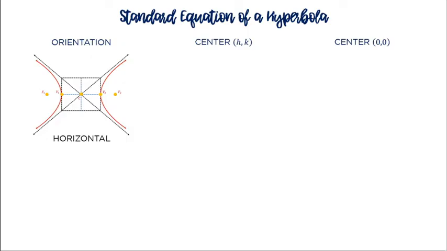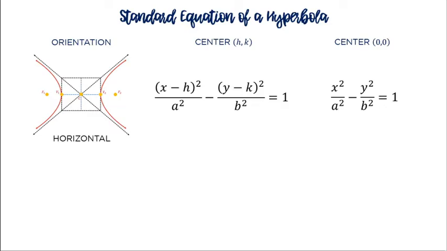Now, what is the form of the standard equation when the hyperbola is horizontal and the center is at (h, k)? So this will be the form. We have (x minus h) quantity squared over a squared minus (y minus k) quantity squared over b squared equal to 1. Now, when the center is at (0, 0), meaning at the origin, your h and k become 0 here. So the standard equation will be x squared over a squared minus y squared over b squared equal to 1 na lang siya. Okay?